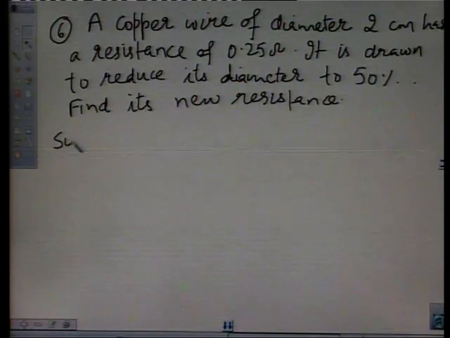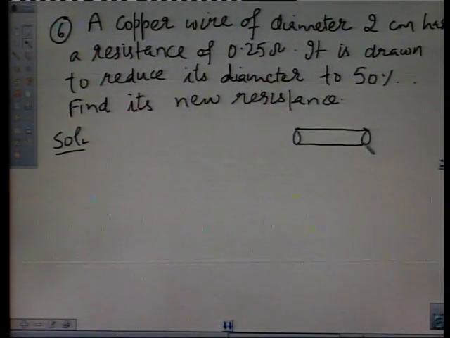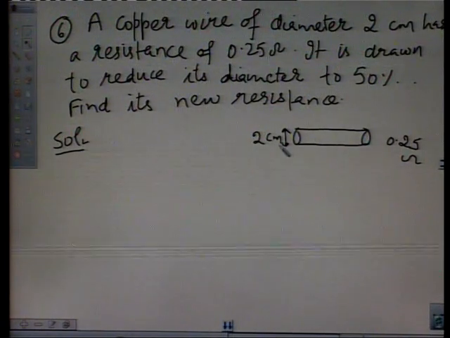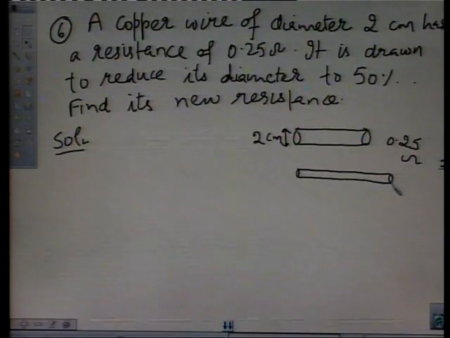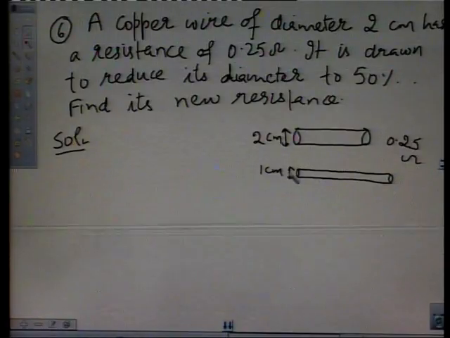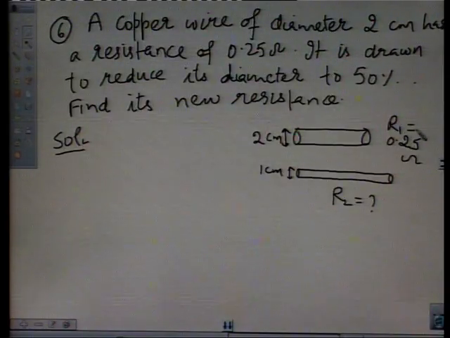So the solution is, it is same as that of the previous one. We have a wire, its resistance is given, which is 0.25 ohm, and its diameter is 2 centimeter. Now it is stretched so that its diameter is reduced to 50%, means it remains half of the previous one. On stretching, it is equal to 1 centimeter. So we have to find the new resistance R2. R1 is equal to 0.25 ohm. D1 is equal to 2 centimeter, D2 is equal to 1 centimeter.